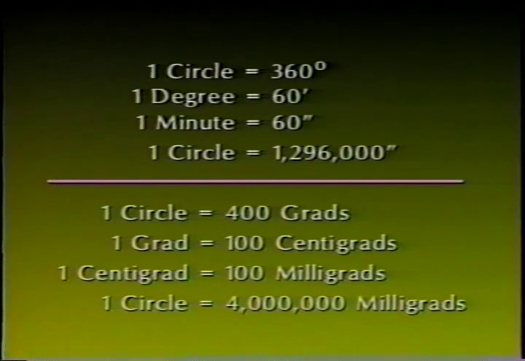The European system divides the circle into 400 parts called grads. Each grad is subdivided into 100 parts, or centigrads. Centigrads are further divided into 100 parts called milligrads.